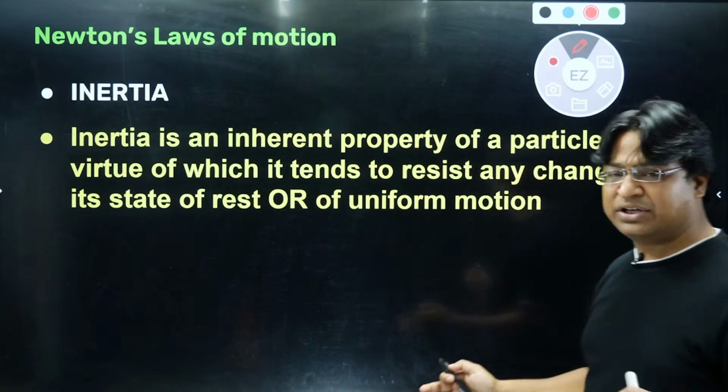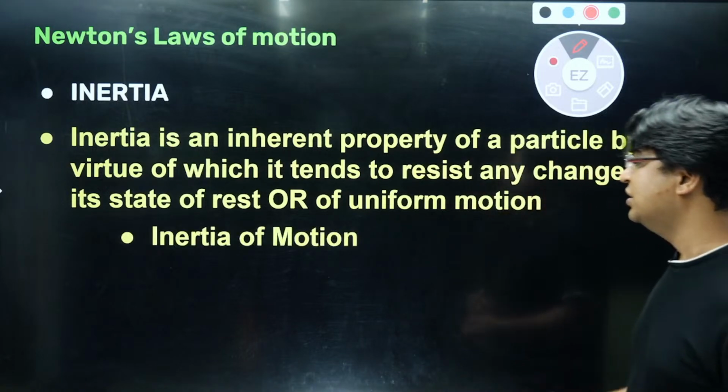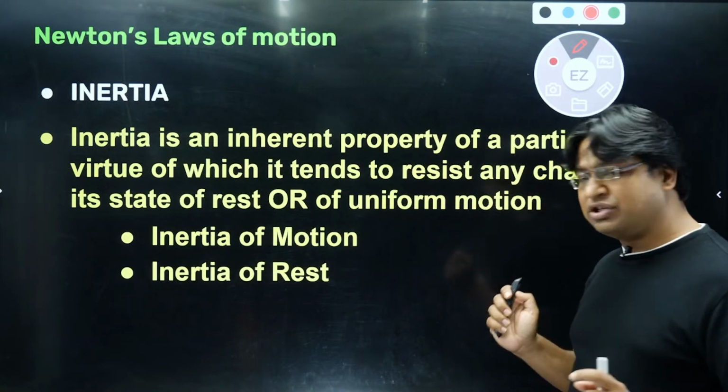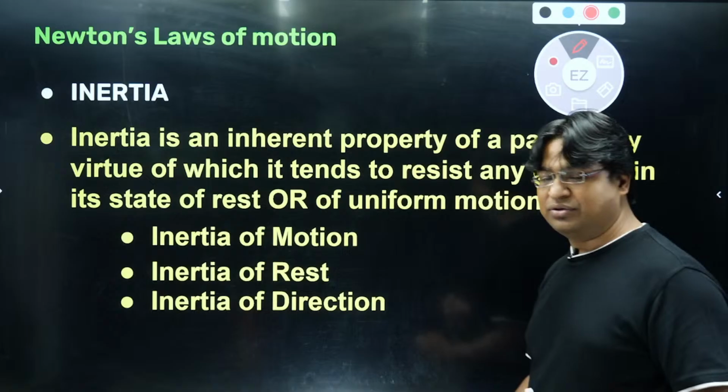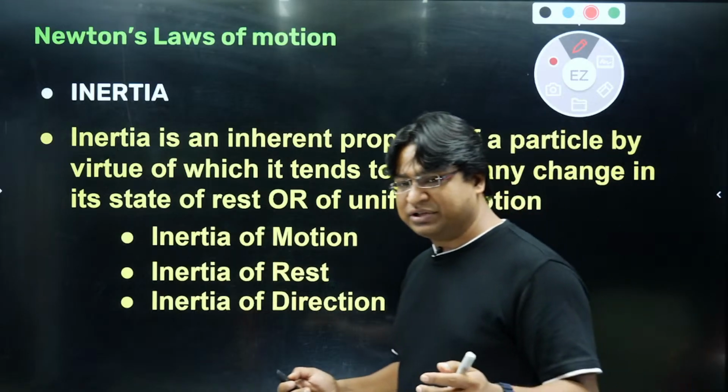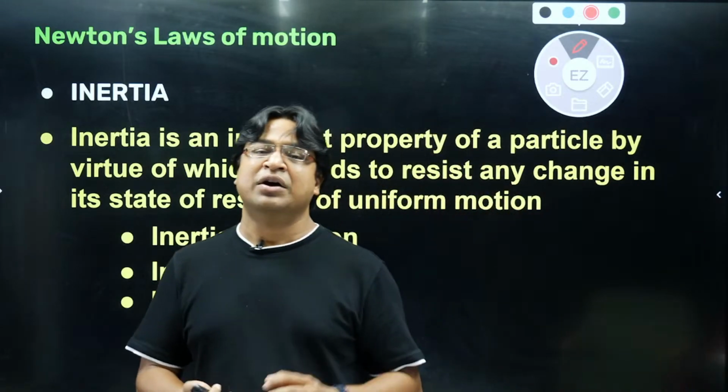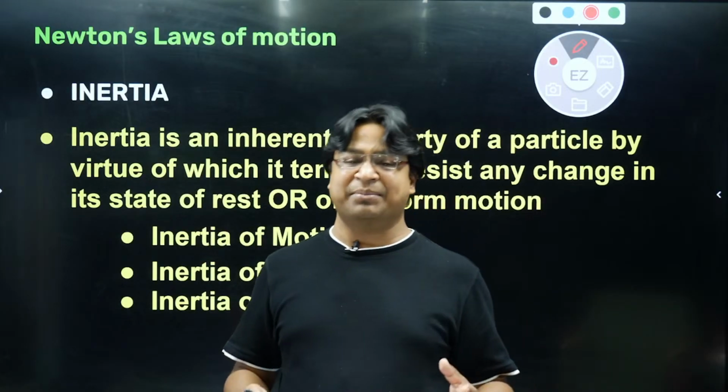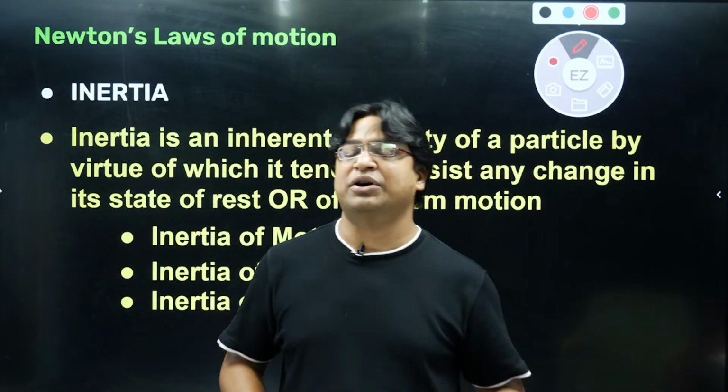There are three types of inertia that we define, and those are inertia of motion, inertia of rest and inertia of direction. Okay, I'll give you an example of all this, all three, and you will understand. So for example, suppose you are standing in a bus. Okay, so your entire body is at rest.